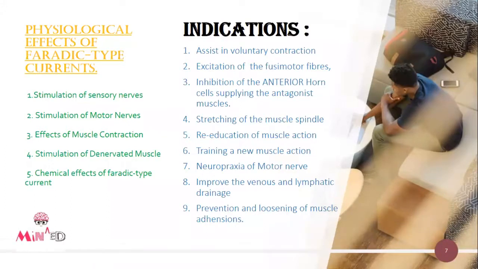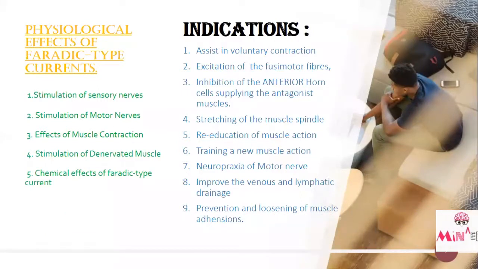Next is stimulation of denervated muscle. If the muscle is partially denervated or partially innervated, we can stimulate it by giving the Faraday type current to take it toward a normal muscle. Okay. Fifth, chemical effects of the Faraday type current. This means when we use Faraday type current, there are chemical changes in the muscle that give electron changes in the muscle belly, and it stimulates the partially innervated or partially denervated muscle.